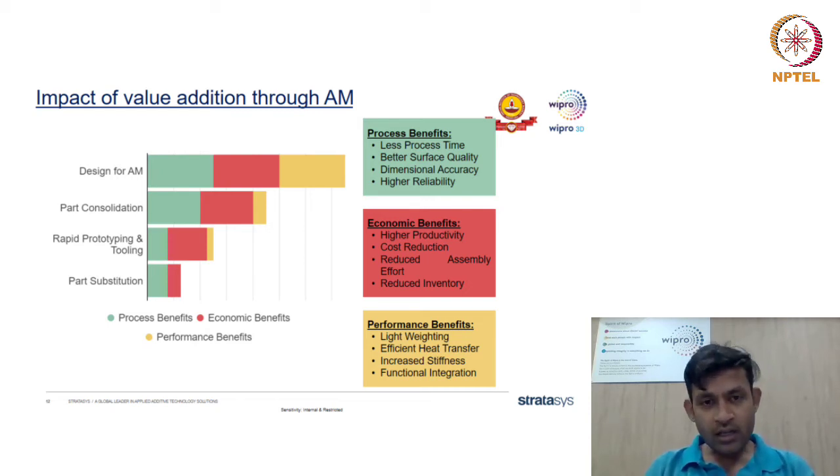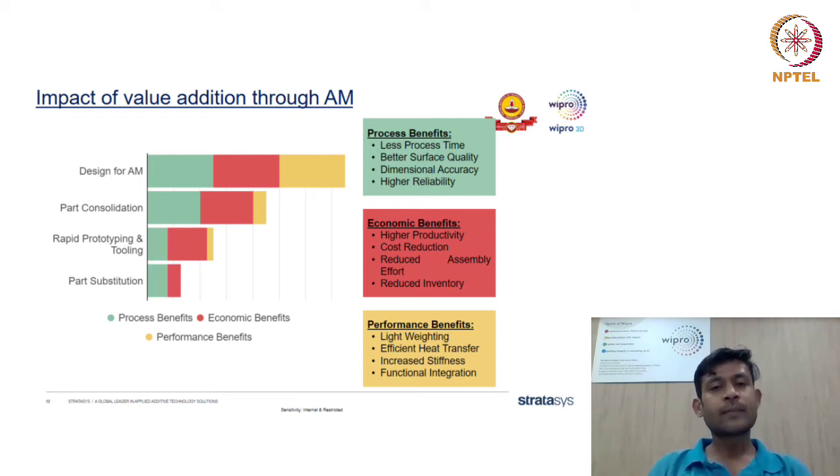So the first one is the direct benefit, which is a process benefit. You can reduce your process time because there is no tooling involved. You are not wasting time in removing material from a block. You are only utilizing your time in melting the material which is required to build the component. If you adapt your components for additive manufacturing, then you also get an opportunity to optimize your surface quality.